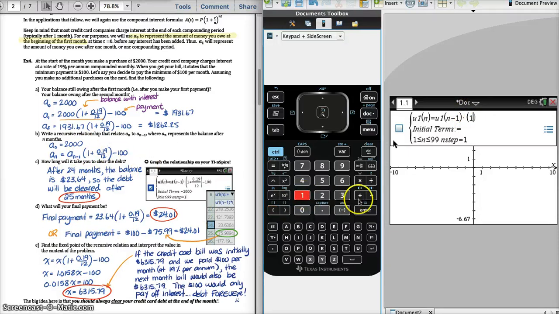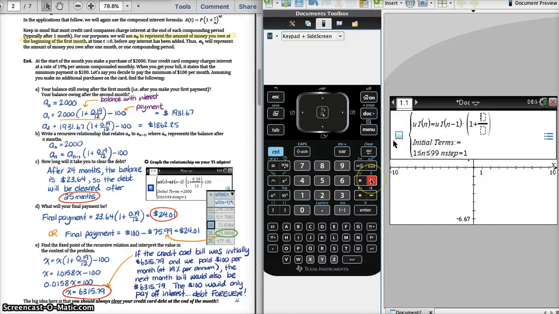So we type 1 plus, you can do control division bar if you want to get your dividing, and then you put in 0.19 in your numerator and then 12 in your denominator. So that's your interest rate, monthly interest rate. And then from there, you subtract 100 because you have a monthly payment you're making of $100.